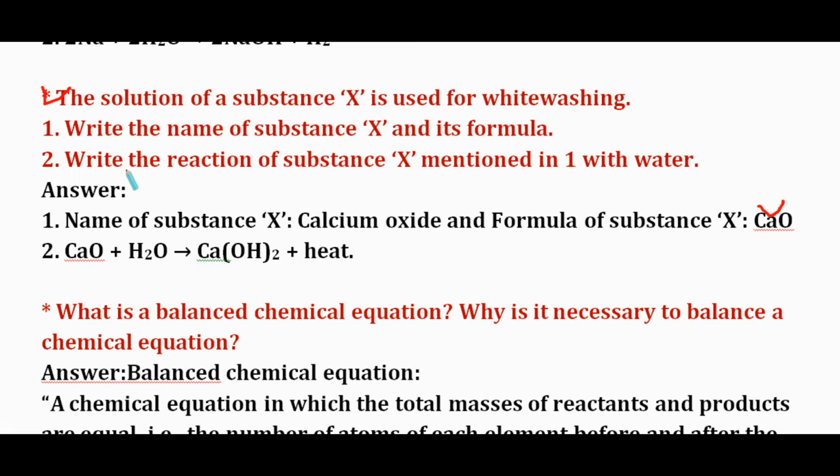Now, another question for this: write the reaction of substance X mentioned in 1 with water. This is calcium oxide and H2O is water. They form Ca(OH)2 plus heat.